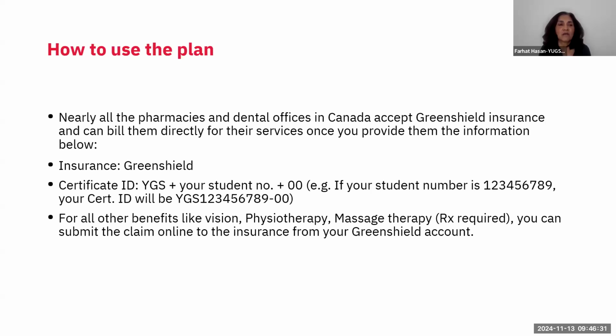and the certificate ID number, which is YGS plus your student number -00. If you have a dependent too, then the dependent information will be YGS, your student number -0102, like that. The graduate student should note that though the insurances are the same, the certificate IDs of graduate and undergraduate students are different. YFS uses YFS, your student number -00, and the graduate students use YGS, your student number -00.